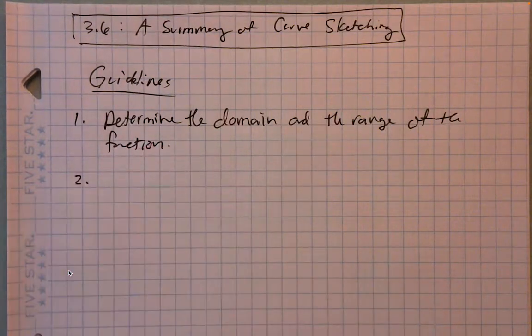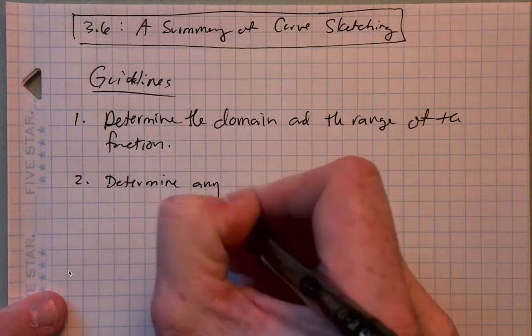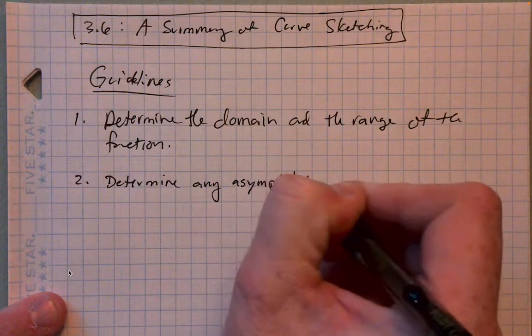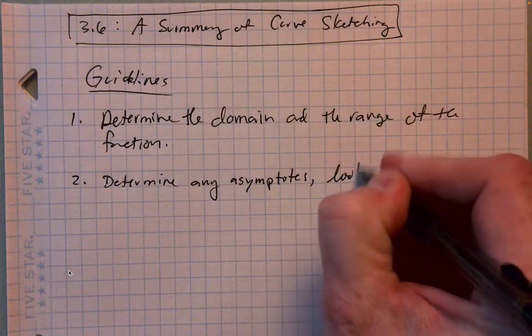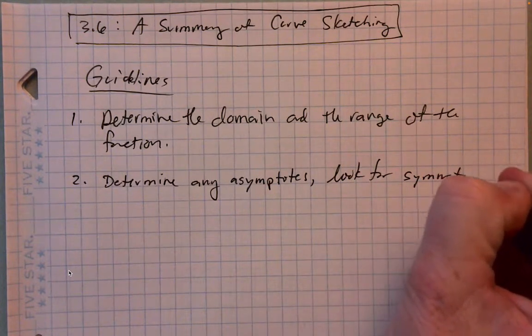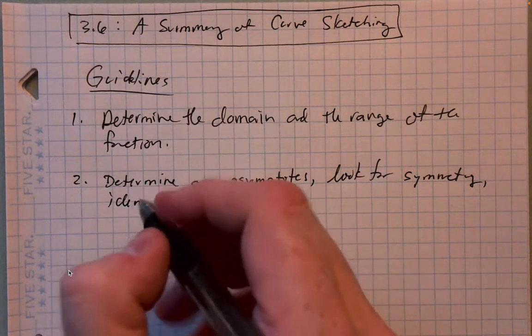Okay, the next bit would be to identify asymptotes and symmetry of the graph. So determine any asymptotes, and we know how to do that using critical values, specifically domain restrictions, that kind of stuff. Also, as part of this, look for symmetry of the graph as well as intercepts. Determine any asymptotes, look for symmetry, and identify any intercepts, sorry.